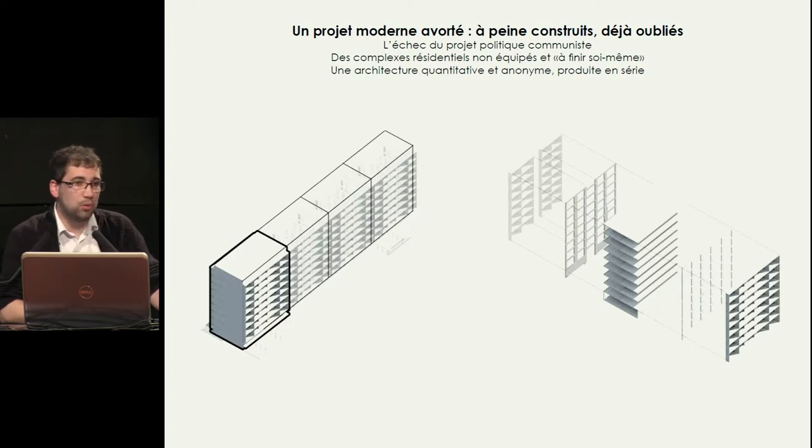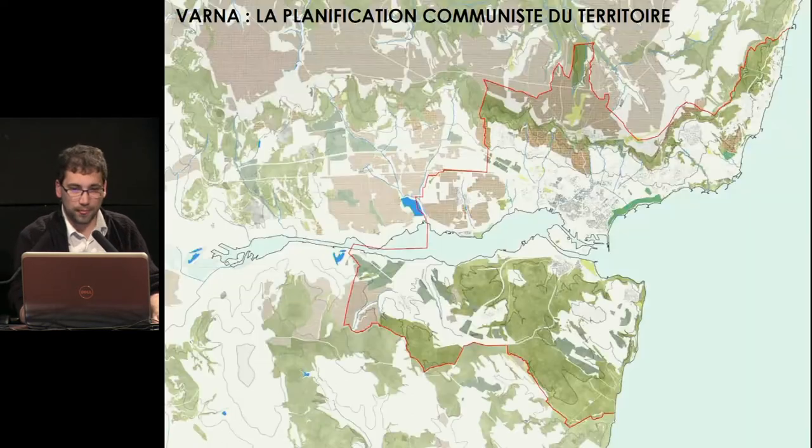If I talk about the micro rayon here, nobody knows what we're talking about. But if we talk about the monastery of Rila in Bulgaria, you might know about that, but you'll never have heard of these micro rayons. These projects have been completely forgotten, even though they're built and inhabited. There's very little heritage policy or residential policy. They're completely forgotten and ignored and left to their residents.